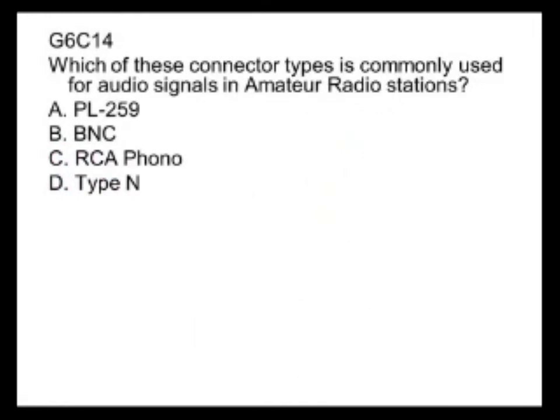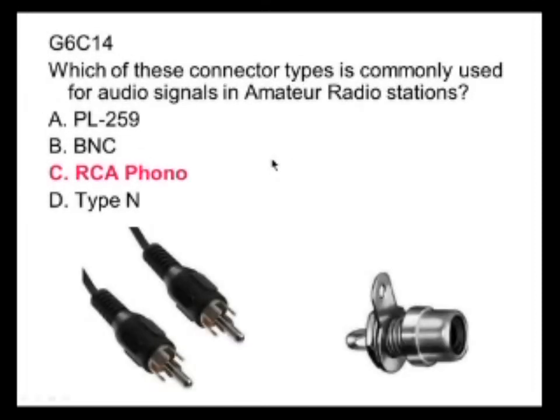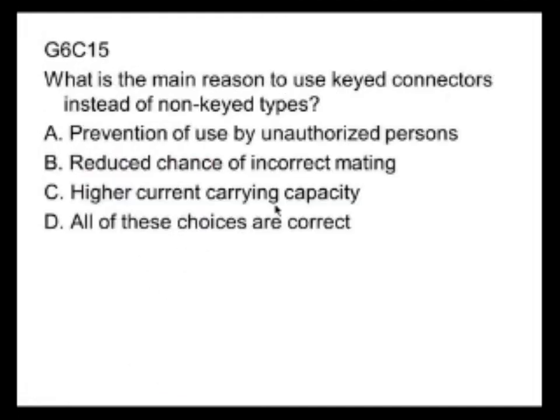Which of these connector types is commonly used for audio signals in amateur radio stations? The RCA phono connector is sometimes used for audio signals. I wouldn't say commonly, but that's the way the question is written. The key here is audio signals. And if you'll remember, these are all over the back of your stereo equipment, which is audio equipment. So that's the key to that. And once again, all of these other connectors are antenna-type connectors.